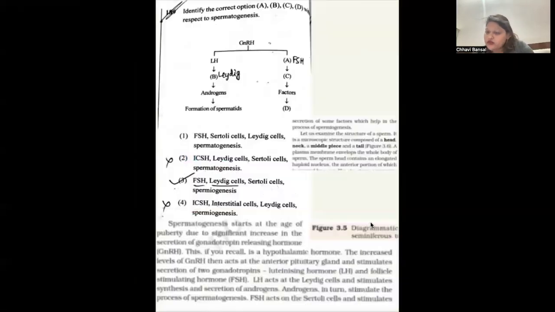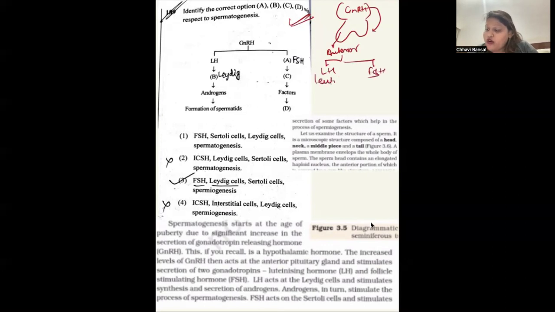Yep. Next, this question again is from the reproductive system. Always remember, hypothalamus secretes a hormone GnRH, gonadotropin releasing hormone, which is going to affect the anterior lobe of pituitary, which will release only two hormones, LH and FSH. LH means luteinizing hormone. FSH is follicle stimulating hormone. So, and LH is going to affect the Leydig cells.